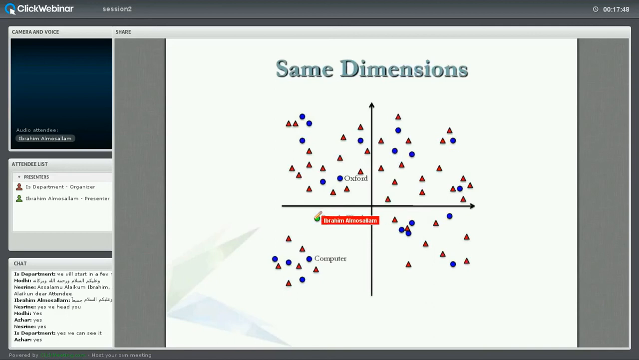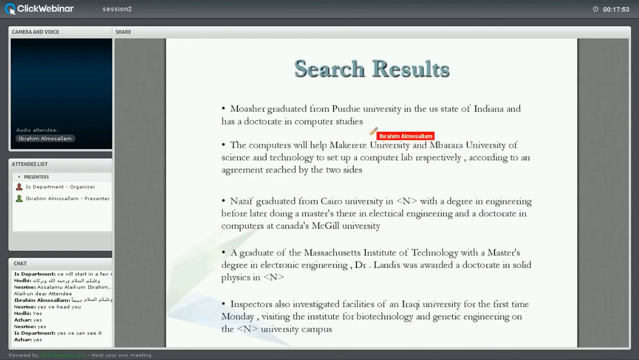So this has Oxfordness quality and computerness quality to it. The first result was: Wash, graduate from Purdue University in the U.S. state of Indiana, has a doctorate in computer science. So it doesn't have the word Oxford in it. That's the key thing. It didn't search for Oxford and its derivatives, or suburbs, it searched for the university-ness of the sentence. So obviously here it's a sentence about a university and computer science.